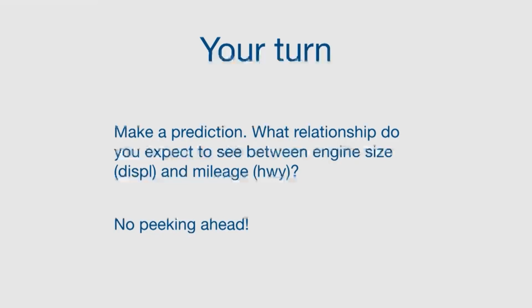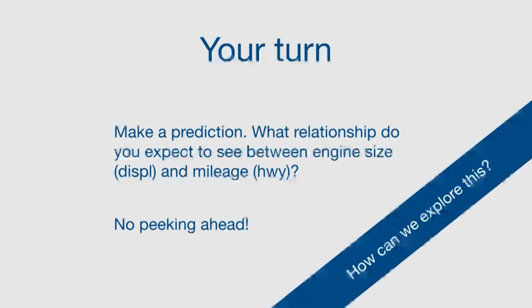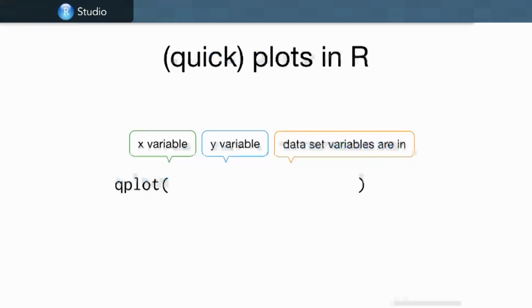The variables that we'll use to explore this relationship are the displacement variable, which is saved as DISPL in the MPG dataset, which measures the size of the engine, and the highway variable. So we'll look at highway mileage, and that variable is saved as HWY. One way we can explore this data is to graph these 2 variables against each other. And the way we'll do that is with a function called qplot. It stands for quick plot.